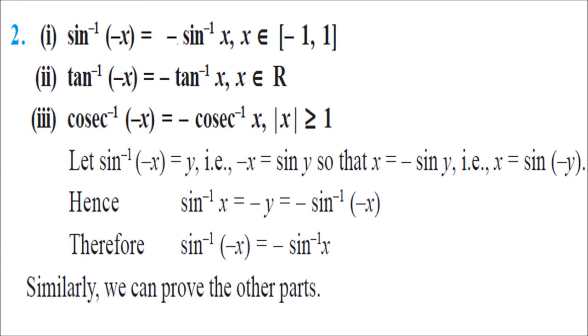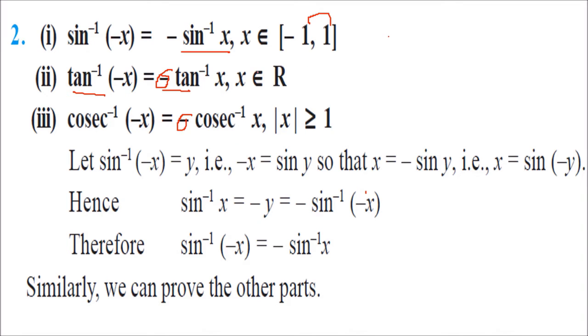Sine inverse minus x is equal to minus sine inverse x, where x lies between minus 1 and 1. Similarly for tan inverse x also, tan inverse minus x will be equal to minus tan inverse x, and cosec inverse minus x will be equal to minus cosec inverse x. Let us prove one of them so that you understand.